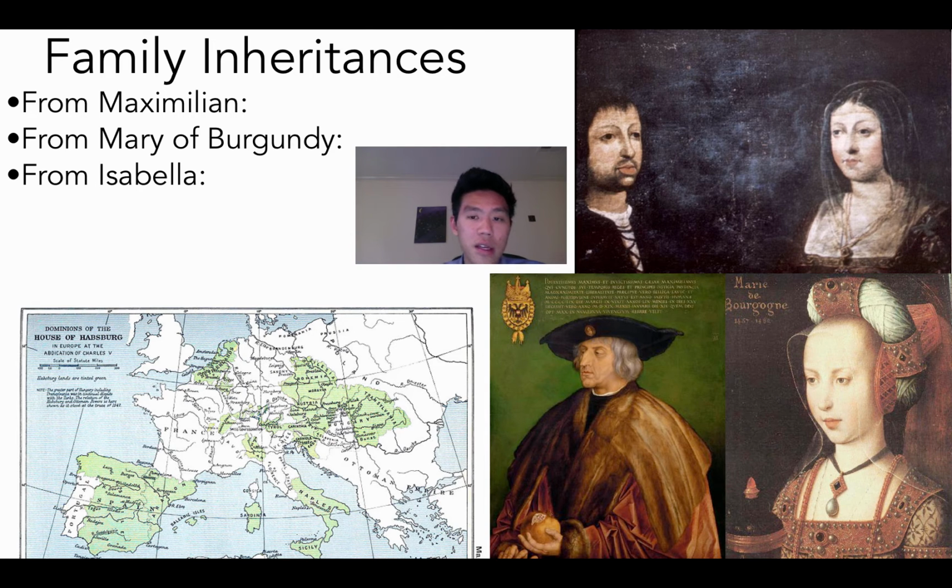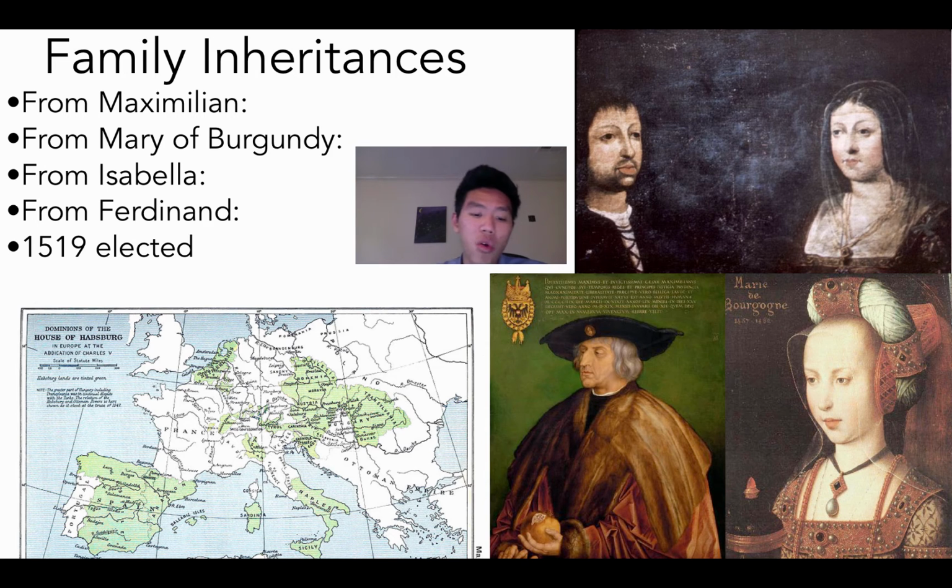And then from grandfather Ferdinand, he'll be getting Aragon and a lot of the different territories, part of the Italian possessions that Ferdinand was able to acquire, Naples and Sicily. Okay. And so, yeah, in 1519, he was elected as Holy Roman Emperor, and this is really important because he's kind of like the figure, the head, even though he doesn't have much power, the face of Germany at that time, okay? And so everyone's going to know him, really famous guy.